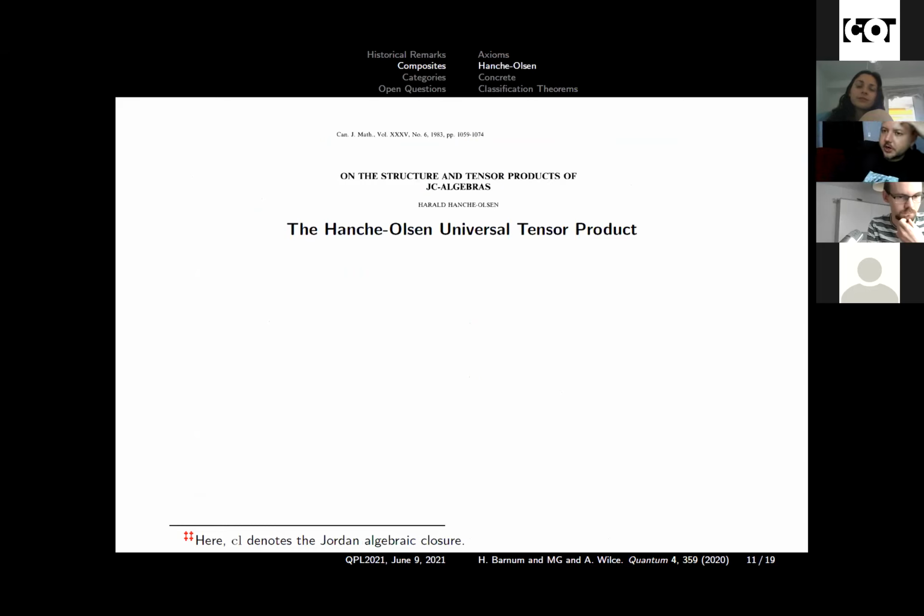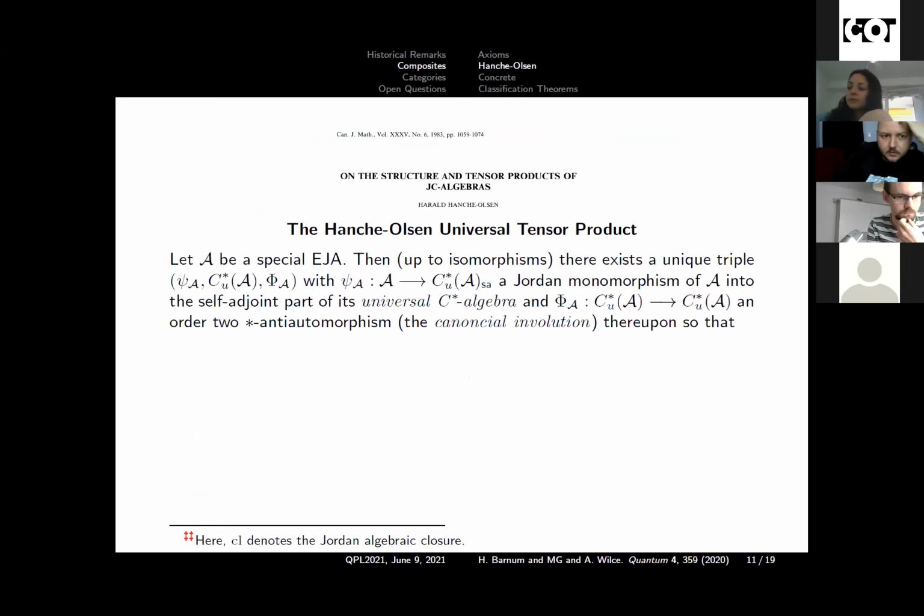Basically, what I'm going to show you is that most of these composites are ideals in the following structure. So let A be a special Euclidean Jordan algebra. Then up to isomorphism, there exists a unique universal C-star algebra and an embedding into it, such that the image of the Jordan algebra is a subset of the self-adjoint fixed points of an involution on its universal C-star algebra. Moreover, the image of A under its canonical injection generates the C-star algebra.